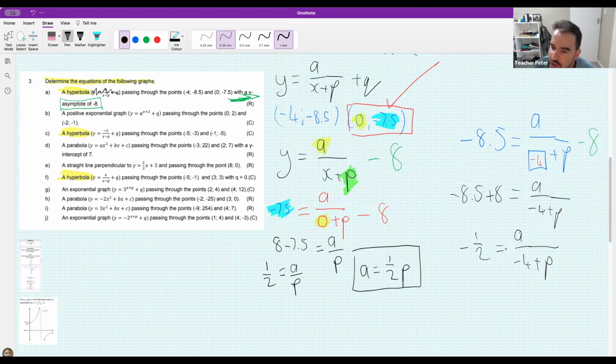Yeah. So you know what? I was going to bring the whole thing across, but I'm going to leave it like this for now. After the break, we are going to come back and finish it. But can you see how I took my 2 points and put them in, and made equations, and now I have an equation in A and in P?